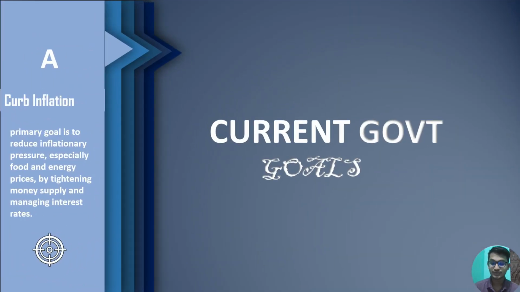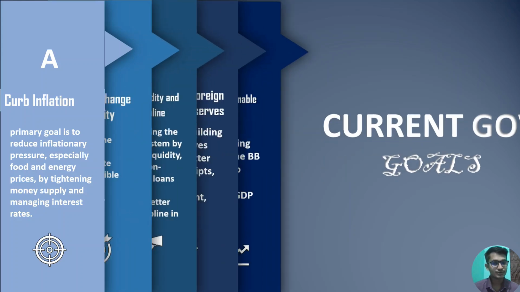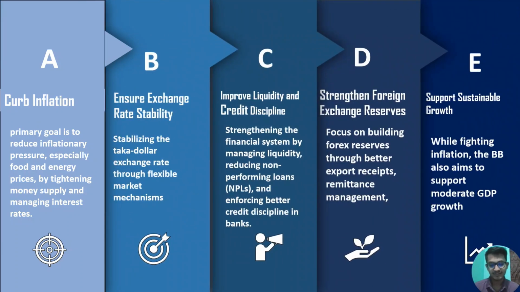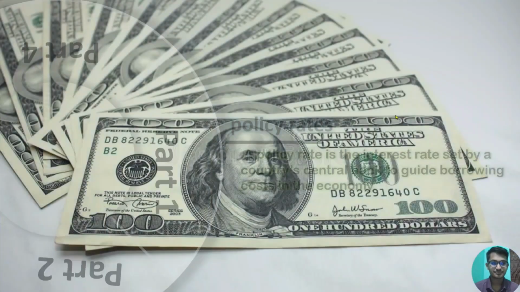Now, moving on to the present period. The current government has several multi-policy goals. The current government's goals are to stabilize the inflation, bringing it to a normal level, to ensure exchange rate stability, to rebuild the foreign reserve, and to support sustainable GDP growth.